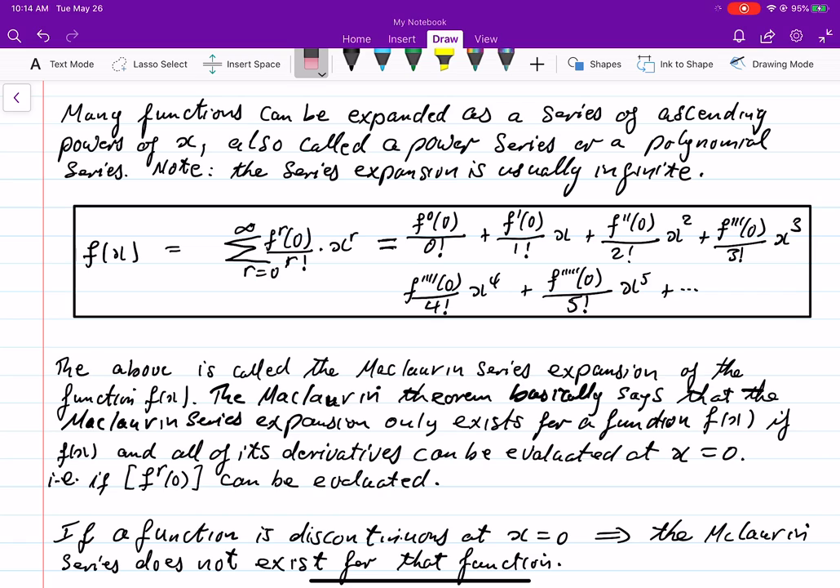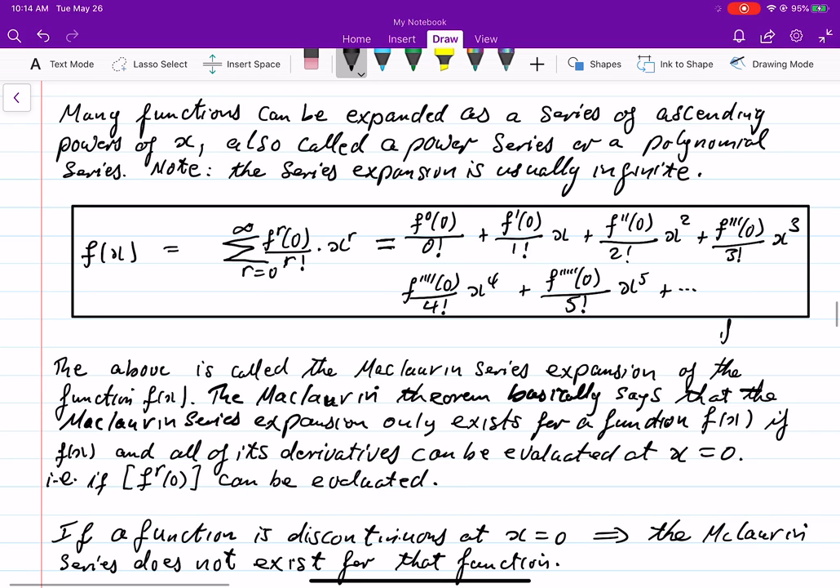quintuple prime. Now, when the number of primes starts to get too large, you just write it as an integer. So like this last one, for example, instead of writing f prime prime prime prime prime of 0 over 5 factorial times x to the fifth, it's okay to write f^(5) of 0 over 5 factorial times x to the fifth. It's okay to do that. If you have to differentiate 7 times, you're going to write 7 primes. I wouldn't, anyway. And that series expansion goes all the way to infinity.